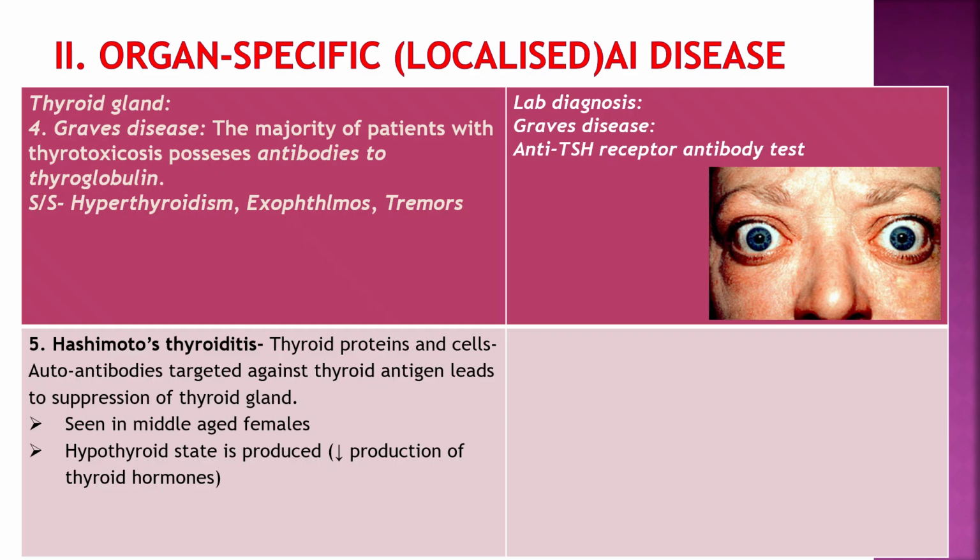Organ-specific localized autoimmune disease. For example, in the thyroid gland, Graves' disease: the majority of patients with thyrotoxicosis possess antibodies to thyroglobulin. Symptoms are hyperthyroidism, exophthalmos, tremors. Lab diagnosis: anti-TSH receptor antibody test. Hashimoto's thyroiditis: autoantibodies targeted against thyroid proteins and cells, a thyroid antigen, lead to suppression of the thyroid gland. Seen in middle-aged females, a hypothyroid state is produced, with decreased production of thyroid hormones.